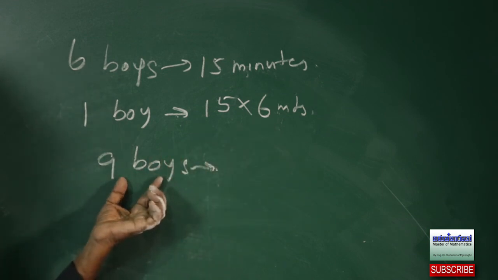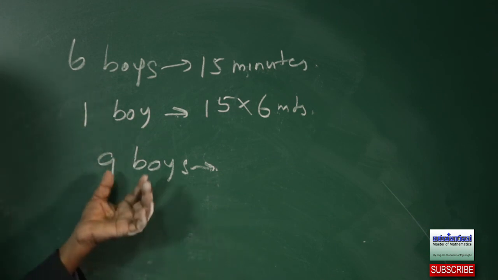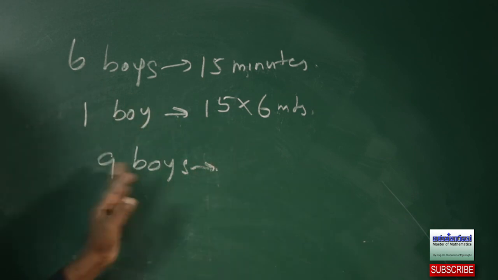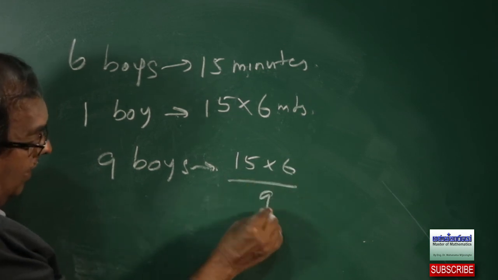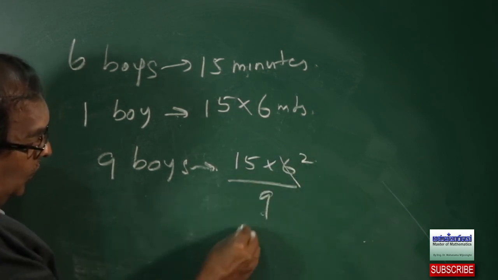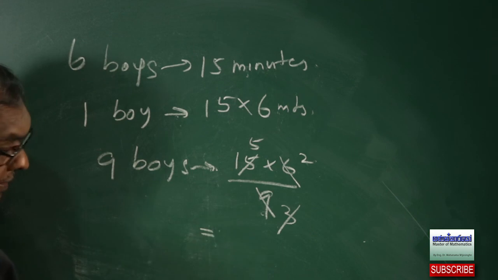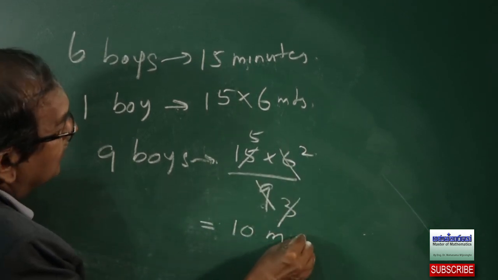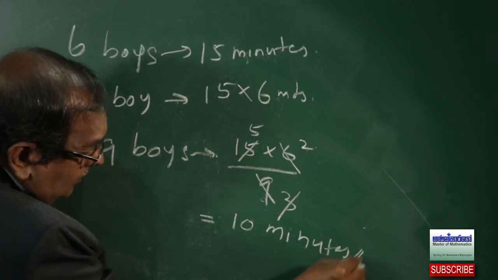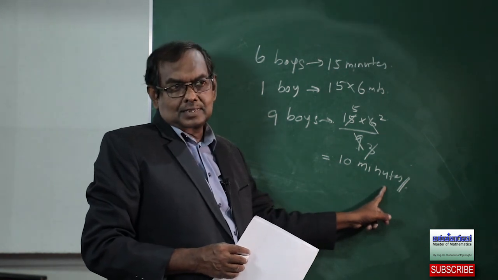For 9 boys, definitely it should be reduced. Therefore, to get the lower value, we have to consider division. Then 15 into 6 divided by 9. 3 into 2, 3 into 3, 3 into 5. This is easy. Then 5 into 2, 10. 10 minutes. 9 boys, 10 minutes. This is the answer, 10 minutes only.